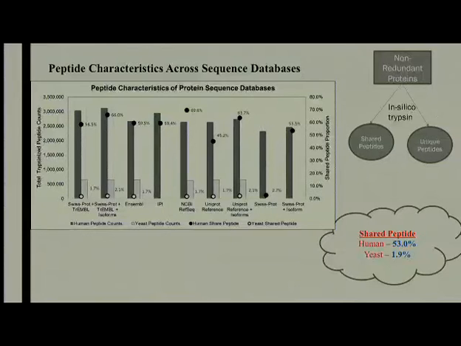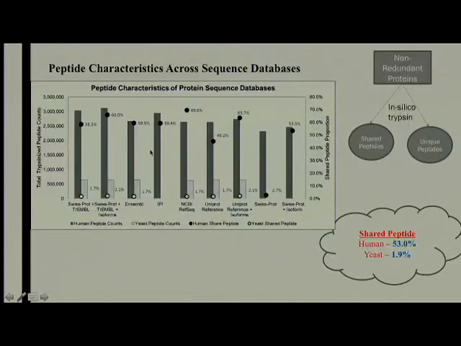And now when we look at the peptide characteristics across sequence databases, it's also important to look at them because shotgun proteomics has a peptide-centric approach. The darker gray bars here are the total peptide counts across human sequence databases, and the lighter gray are those across yeast sequence databases. The obvious difference is that there are a lot more peptide counts across human databases compared to yeast.